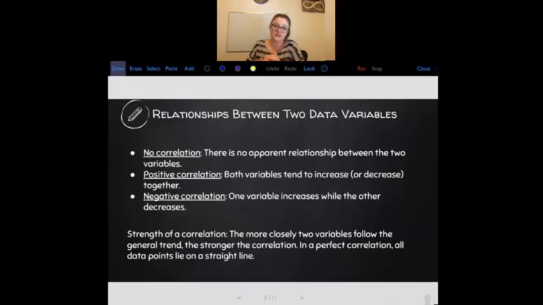And then there's the strength of correlation. So the more closely two variables follow the general trend, the stronger the correlation. This is dealing with the line of best fit. If you draw a straight line, the line of best fit that goes through all the data points, it's perfect correlation if all of those points lie on the straight line. Okay, so let's say we have data points, and then we draw a straight line, and they're all on that line. Same thing with negative correlation, except the line would be going down.